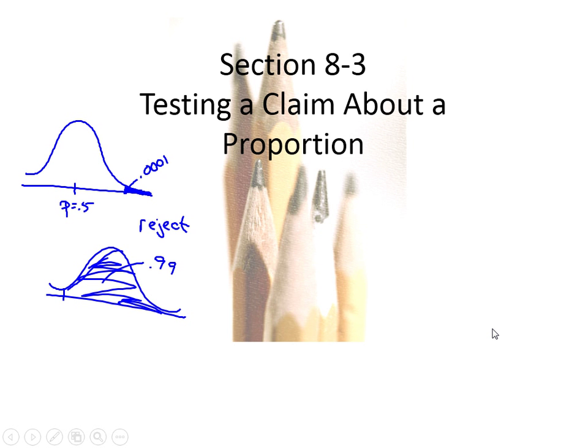So we'll focus everything on proportion this time. On Wednesday, we'll focus on the mean when we know the standard deviation. Friday, we'll focus on the mean when we don't know the standard deviation. And next time, we'll focus on testing a claim about a standard deviation or a variance. So the process looks very similar to what we did in Chapter 7.